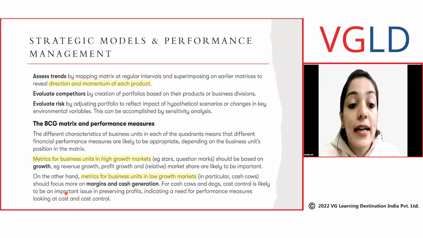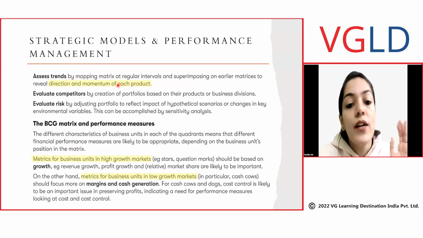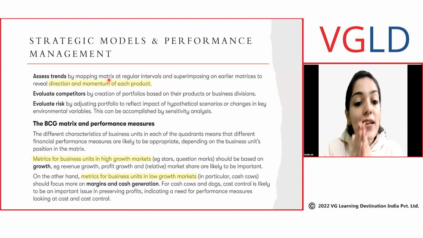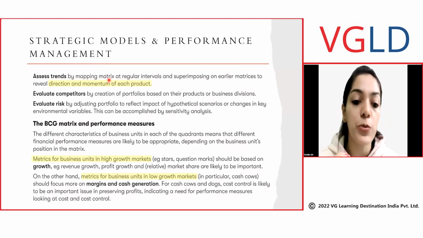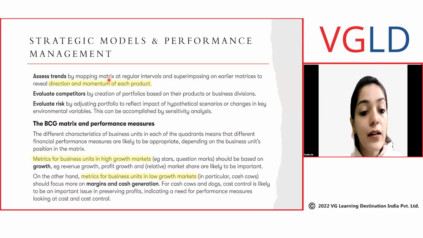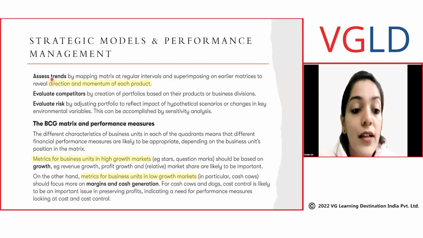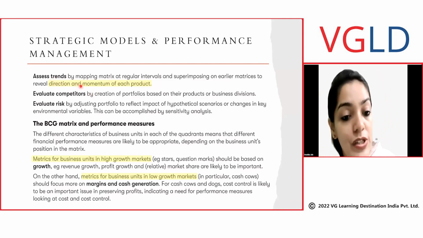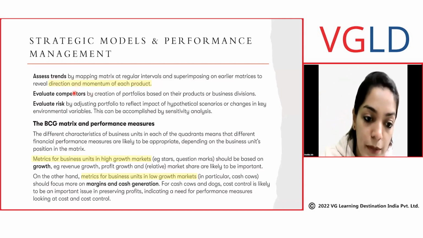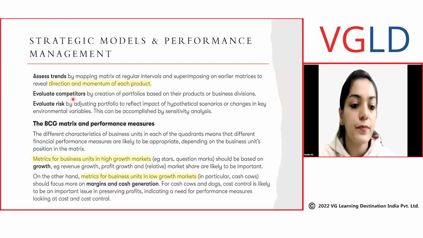So it is saying that when you are doing BCG analysis, it helps you to map it and find out the direction and momentum of each product. Earlier iPod was a cash cow. Year on year, it changed, and then ultimately it became a dog. Okay, so it helps to reveal direction and momentum for each product. That is also a usage of BCG metrics.